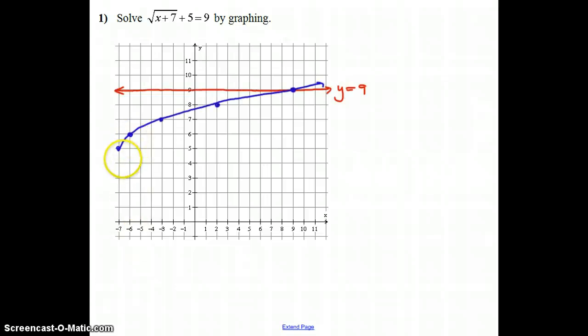Alright, so this is what my graph looks like. So this is my y equals square root of x plus 7 plus 5, which is the left side. And my y equals 9 is right here, so it's my right side. So my solution is going to be the x value of the intersection. And they intersect at 9, so that's my solution.